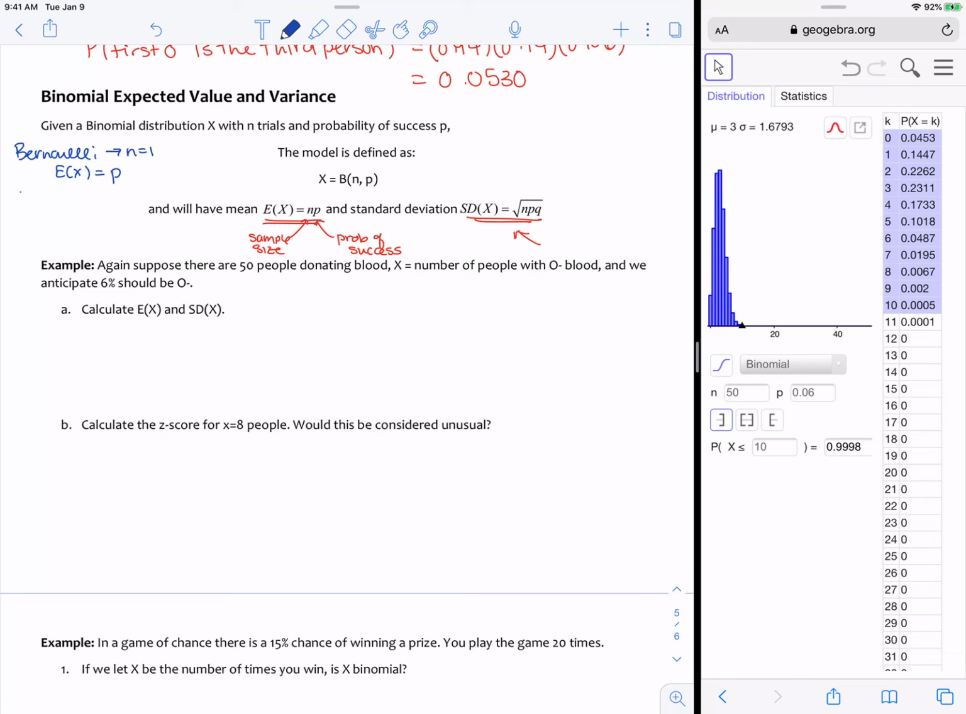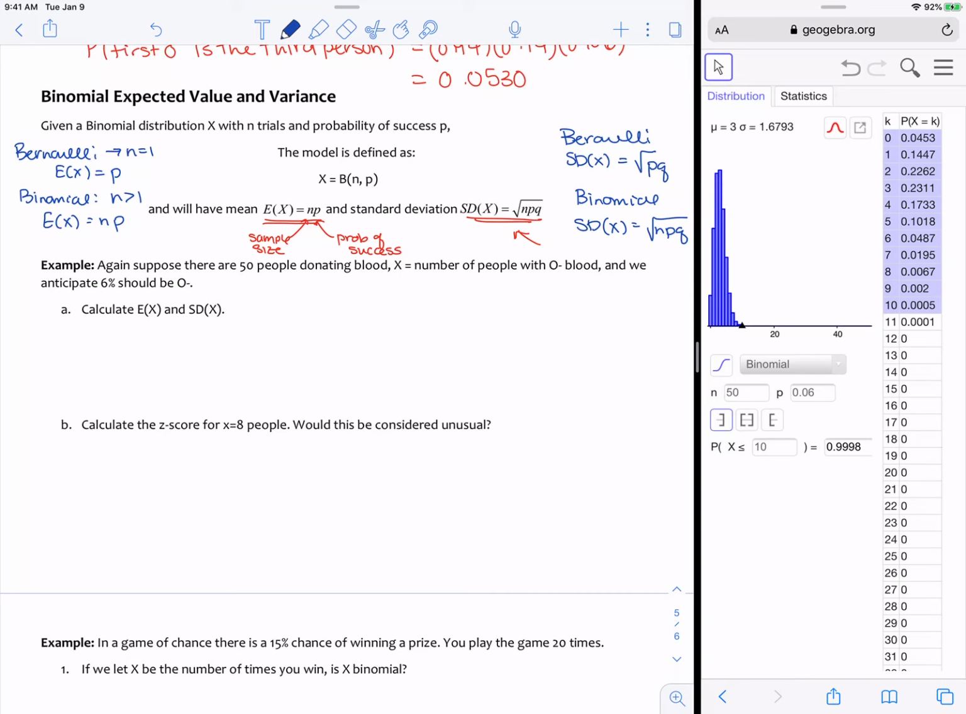Well, now to get to binomial, N is greater than 1, and E of X is just multiplied by N compared to the Bernoulli, so it's NP. Same as for the standard deviation. For Bernoulli, the standard deviation of X was the square root of PQ. And now with the binomial, the standard deviation of X is equal to the square root of NPQ. So we're just multiplying by N, increasing our N from 1 to something greater than 1.